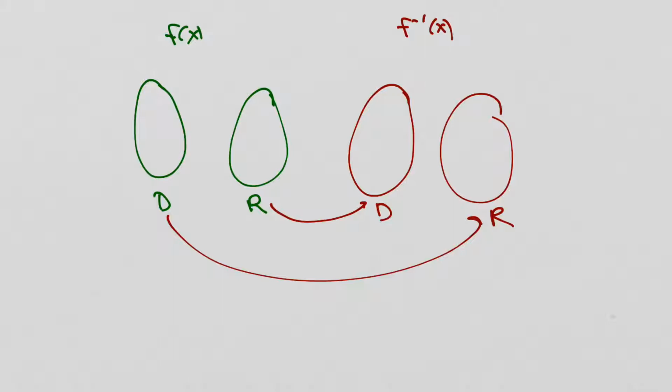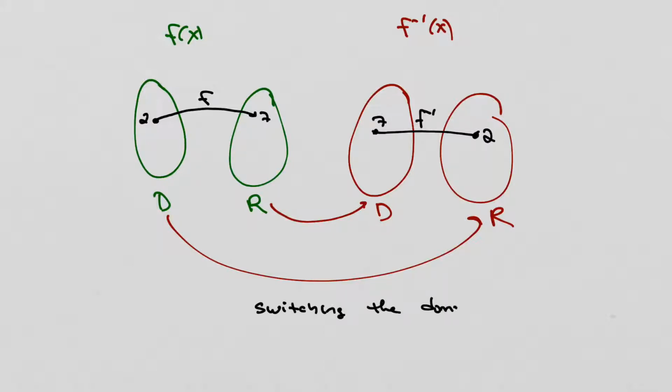So in other words, in the domain over here, if I had this value 2, which after I applied f to it got me to the point of 7, what that means over here is that 7 will then be one of my domain values, and when I apply f inverse to it, I should get the point 2 right back. So again, what we are doing is we are switching the domain and range values.